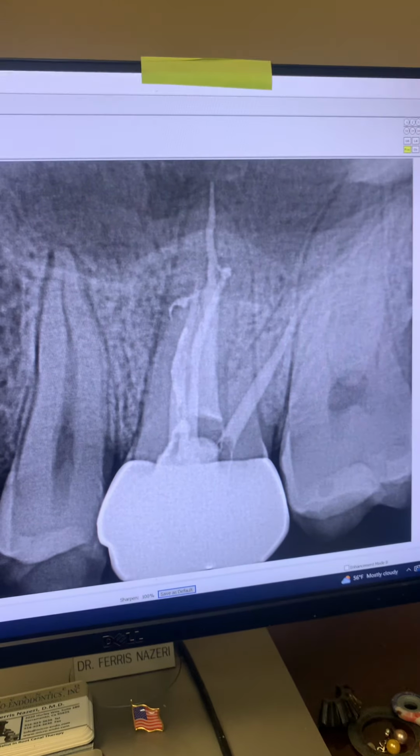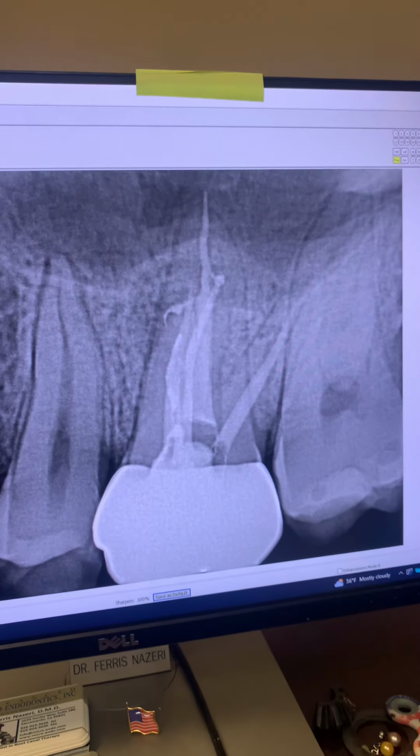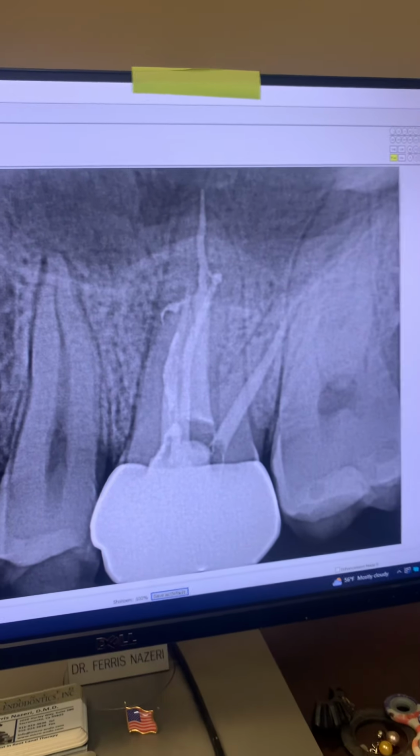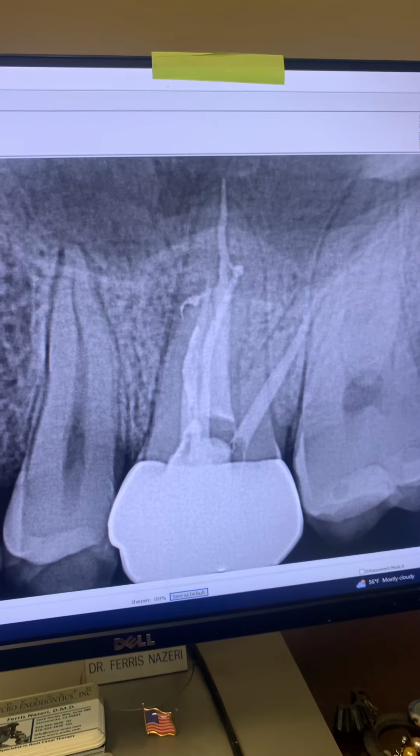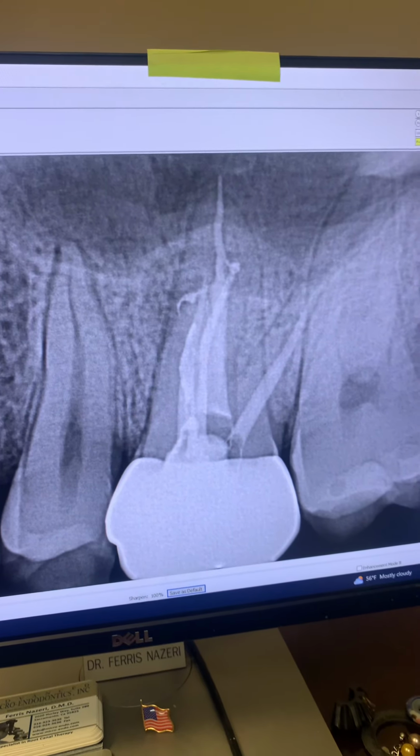But here you go. We did it again in one appointment. Redid the root canal in one appointment. All right, very good. All right, excellent.